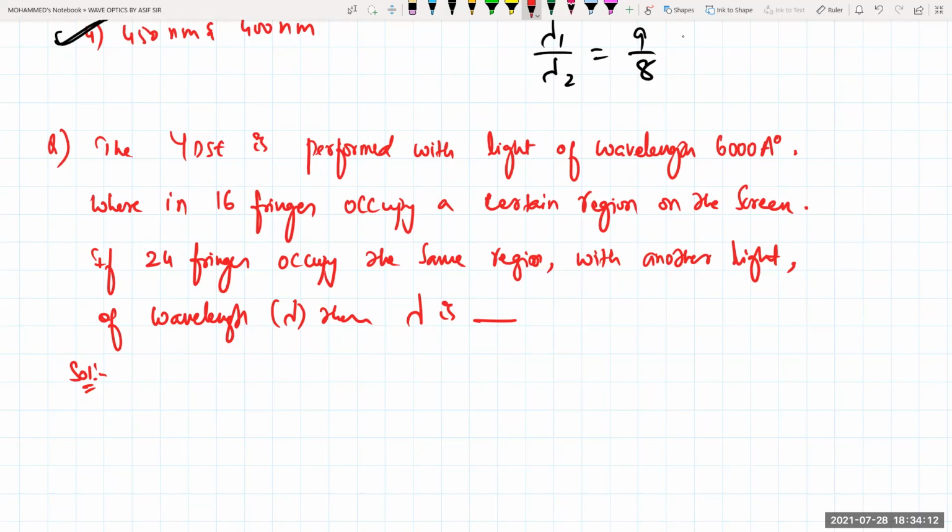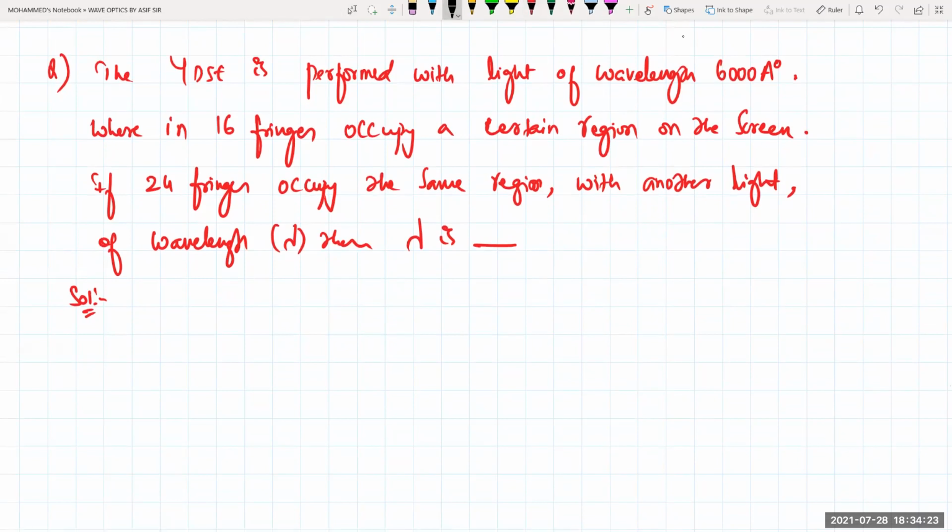So 4,000, sir. Sir, 4,000 angstroms. Very good. 4,000. Clear? Yes, sir. So 16 into wavelength 6,000 by 24. Lambda 1 is given as how much? 6,000 angstroms. Number of fringes in this is 16. Now lambda 2 is how much? N2 is given as 24.